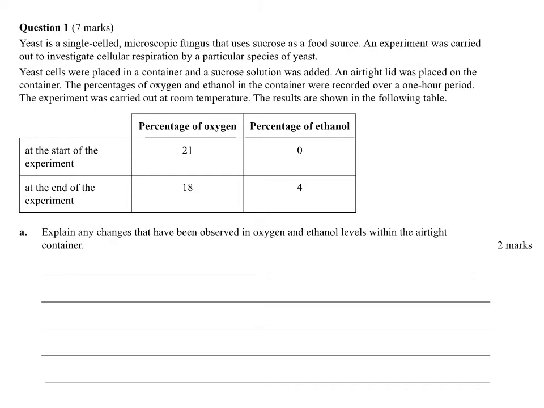Okay, I'm going to get you to pause here again and have a look at this exam question, have a good read through, and then we'll go through it together. Okay, so there's a fair bit of information in this, we'll work through it together. So yeast is a single-celled microscopic fungus. Sucrose is very similar to glucose. Okay, but you don't really need to know that. It's telling you what its food source is, and then it's going to explain, there's enough keywords in here that you'd be able to figure out what this is about.